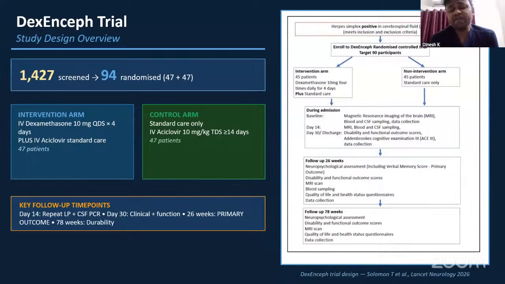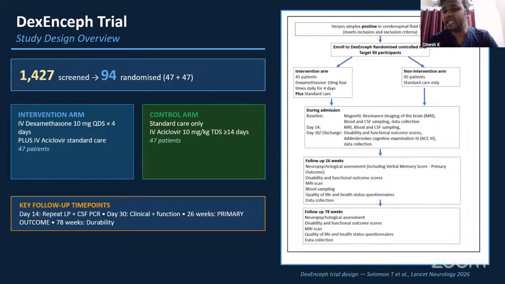In the next few slides, two or three slides, we will try to have some overview about what the trial is all about, and then we will move towards the CASP checklist. In general, as we discussed, almost 1,400 people were screened. Anyone who was CSF HSV PCR positive was included, and all those inclusion and exclusion criteria we will see as we move forward.